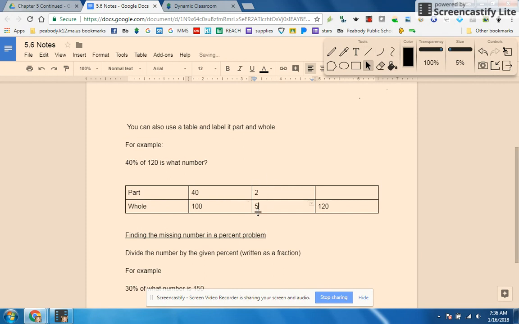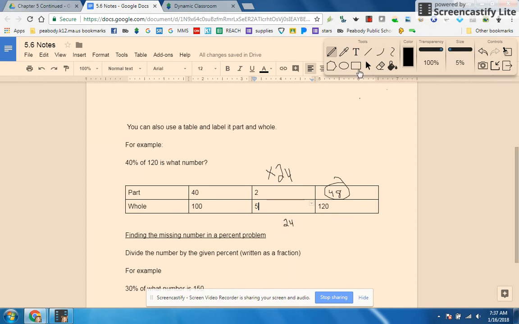And now I can figure out what times 5 would give me 120. So let me write that here. So that is going to be 24. Okay. So I would multiply the top by 24. And that would give me 48. So for this example, if I'm trying to figure out 40% of 120 is what number, that would be 48. So my answer would be 48 out of 120. So 48 is your final answer.